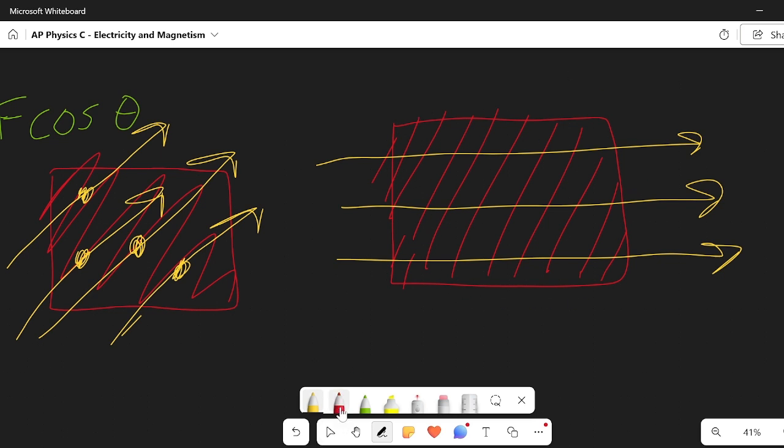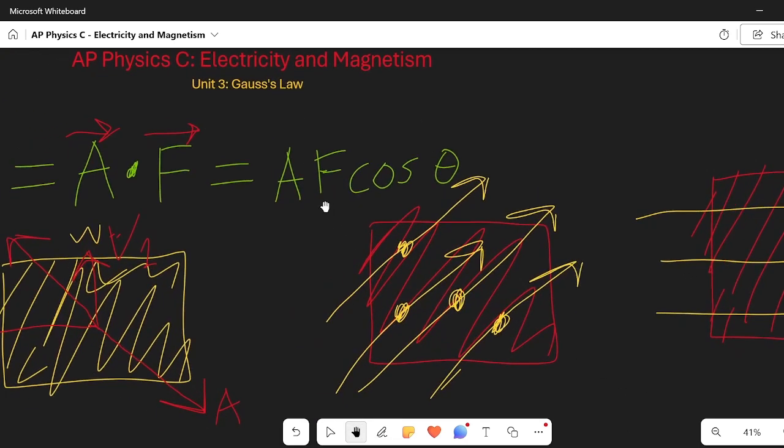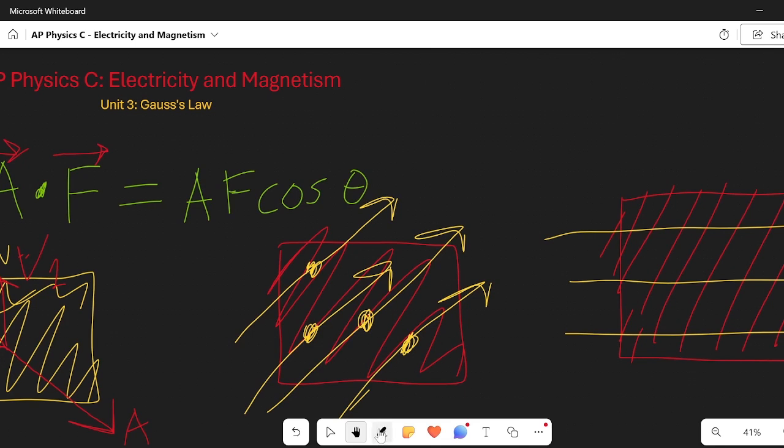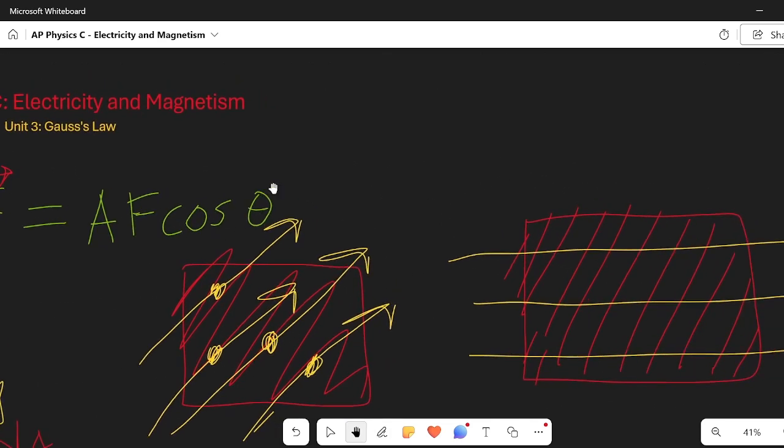So this should make sense, because in our formula up here for flux, it's the magnitude of the area vector multiplied by the magnitude of the vector field, times cosine theta, right? And essentially, this cosine theta has a value between -1 and 1. So the cosine theta actually just limits this value of A times F.